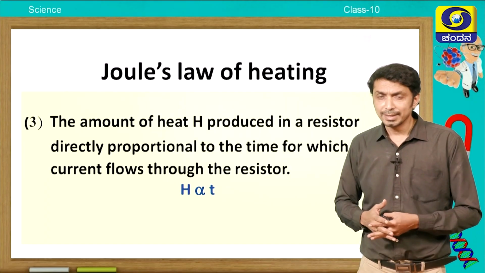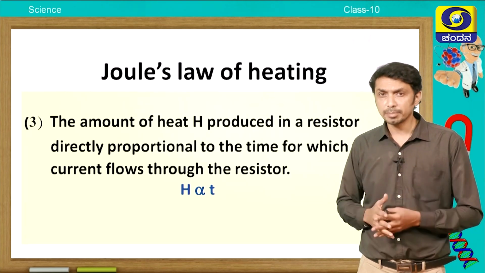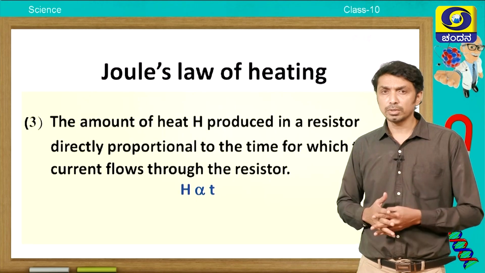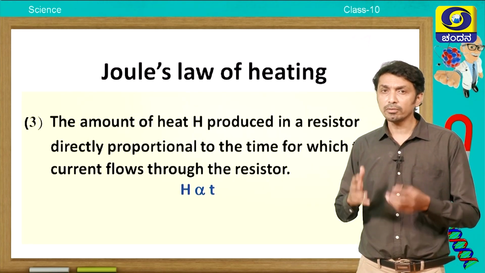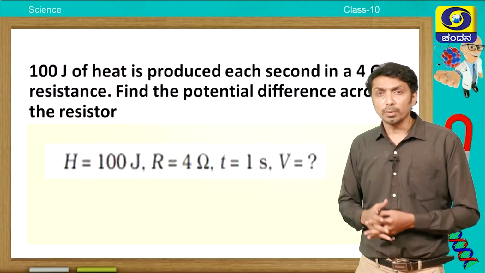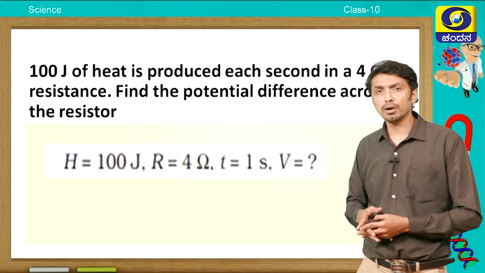So, children, these are the three very important factors on which the heat energy produced in any electrical circuit depends, which is given by Joule's law of heating. Now, let us try to solve a problem based on this Joule's law of heating.